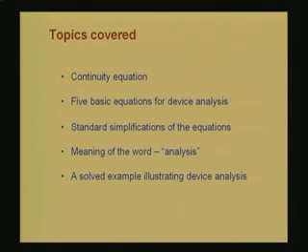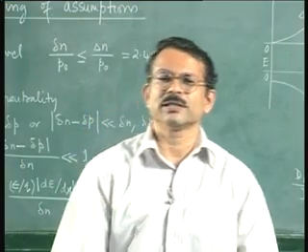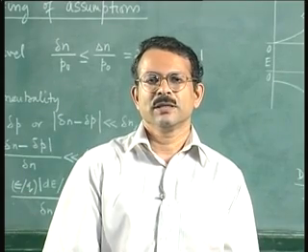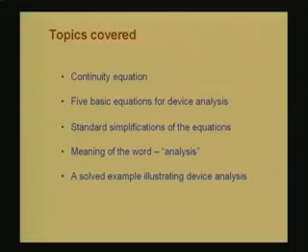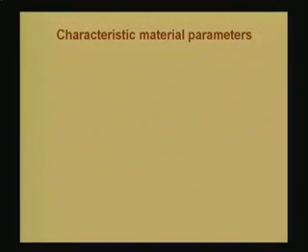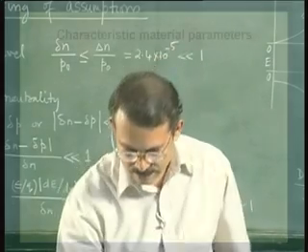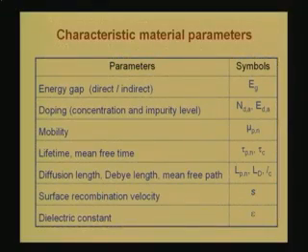Now before we take up the next chapters, which involve analysis of semiconductor devices such as p-n junction, bipolar junction transistors, MOSFETs and so on, it will be useful for us to summarize some of the characteristic material parameters that we have come across in the last 18 lectures. Now these parameters are the energy gap, direct or indirect. The symbol for this energy gap is also shown there. In fact, the symbol for all the important parameters have been shown. Then the doping. For doping there are 2 parameters, the concentration and the impurity level.